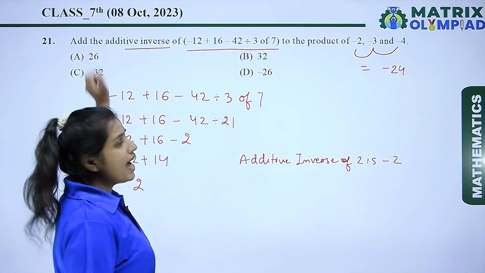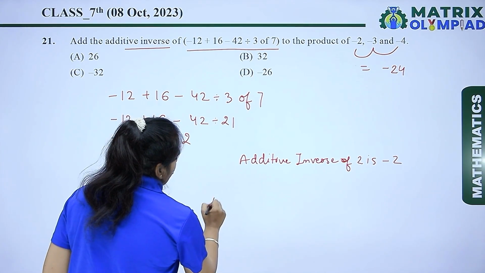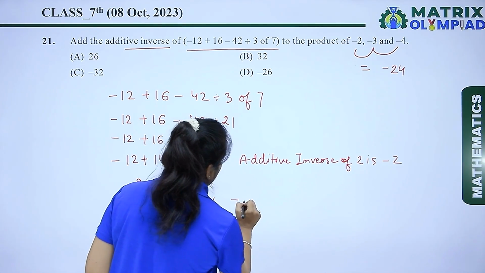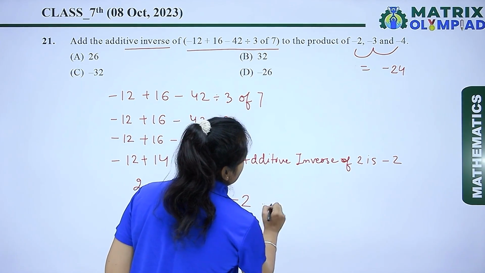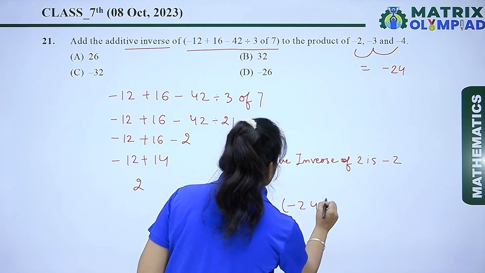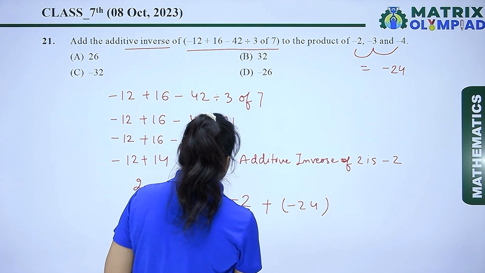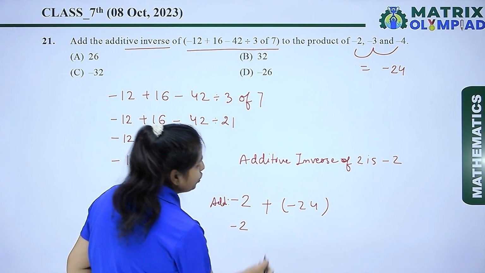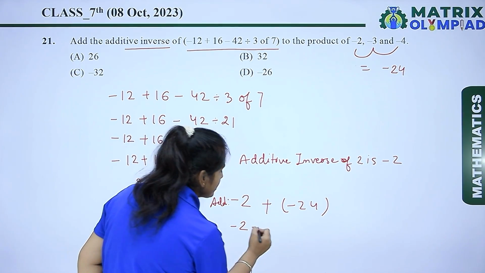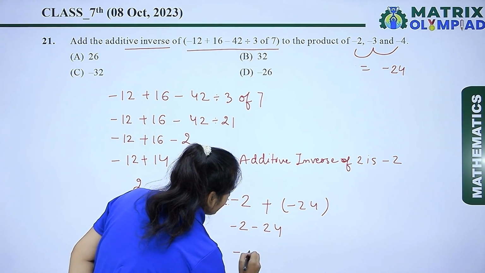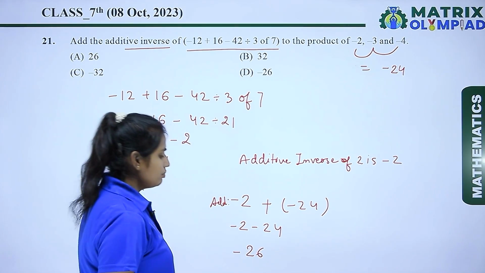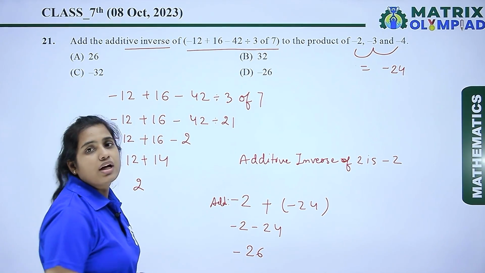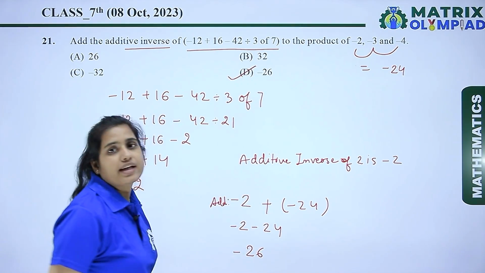Now, we have to add. According to the question, we have to add the additive inverse of the expression, that is minus 2, plus minus 24. Negative 2 plus minus 24 is minus 26. So we get negative 26. So the answer is negative 26. Here we can check the options, and option D is the correct answer.